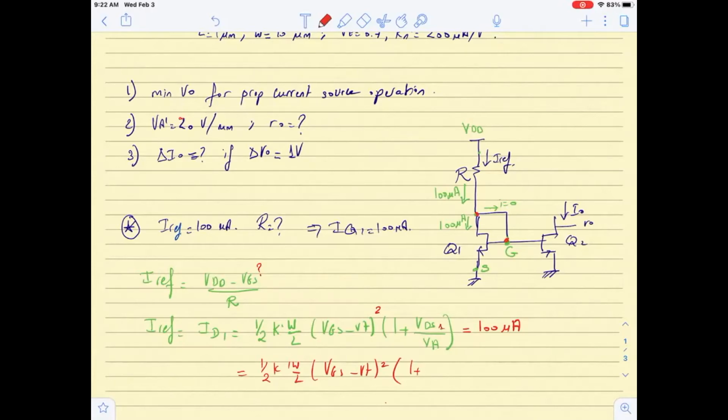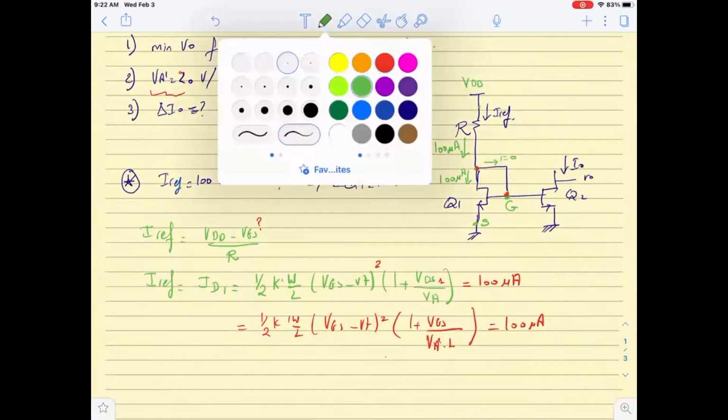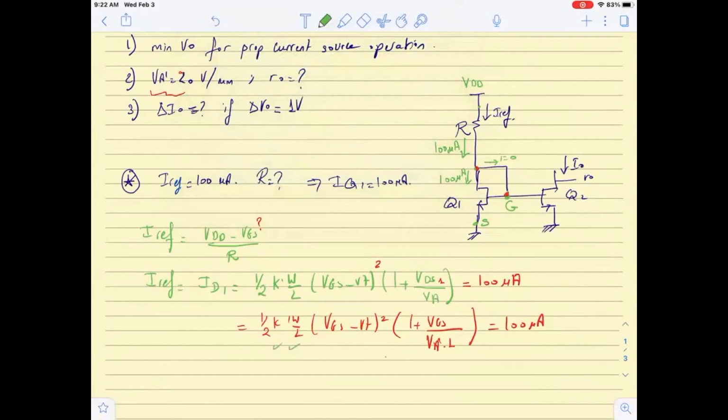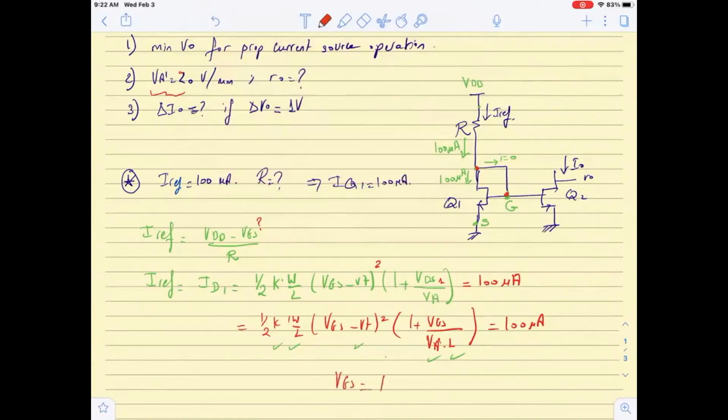So this is equal to VGS, and VA is really VA prime times L, and this is equal to 100 microamps. Do I have all the values? Yes, I know what W by L is. I know K prime. I know VT. I know VA prime. I know L of the transistor. So this means that we need to solve for VGS, and we end up having VGS equal 1.008 volts.